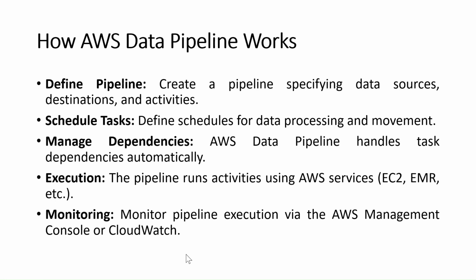Now let's discuss how the AWS Data Pipeline works. Firstly, you need to define a pipeline. So create a pipeline specifying data resources, destinations, and activities.